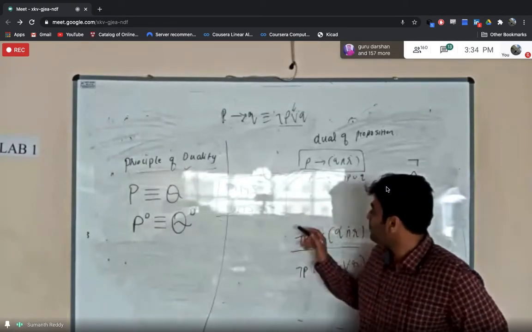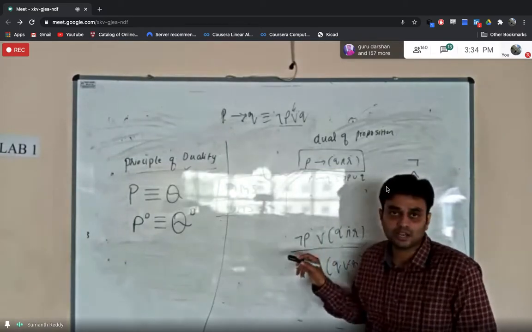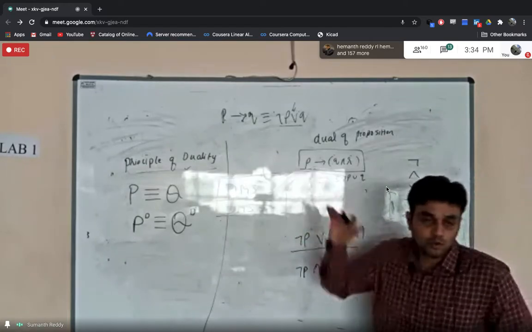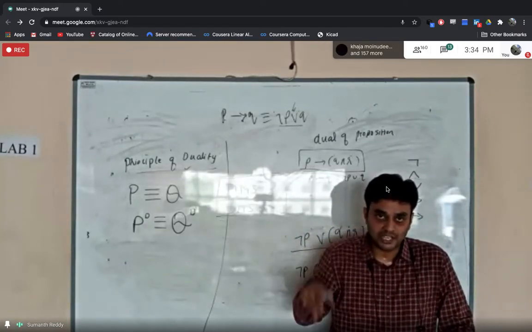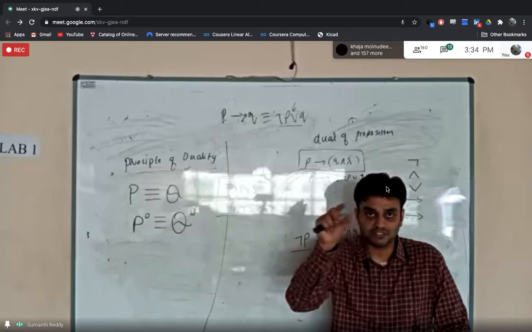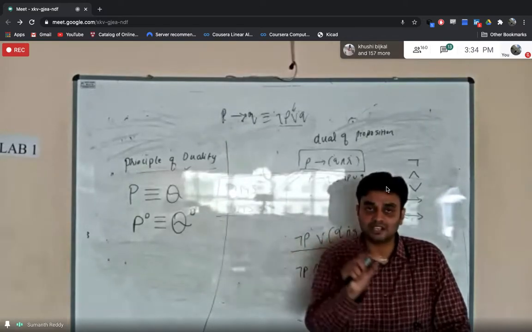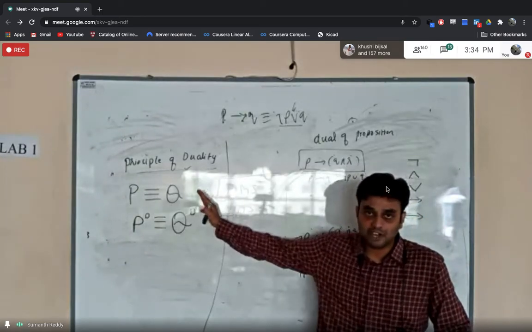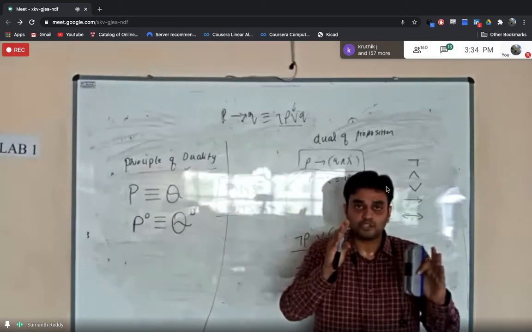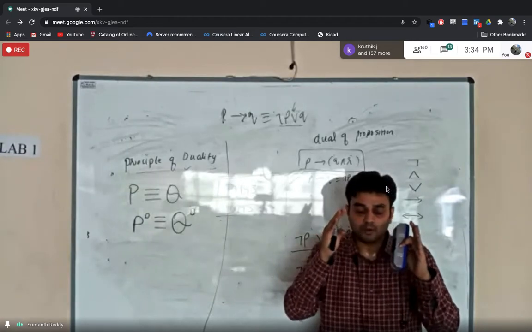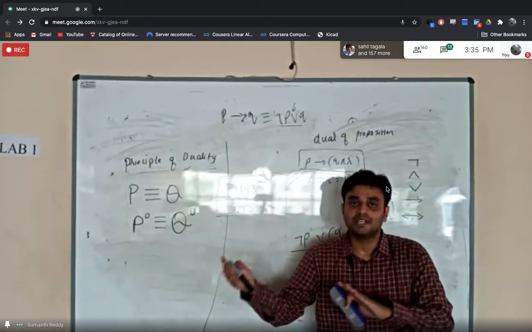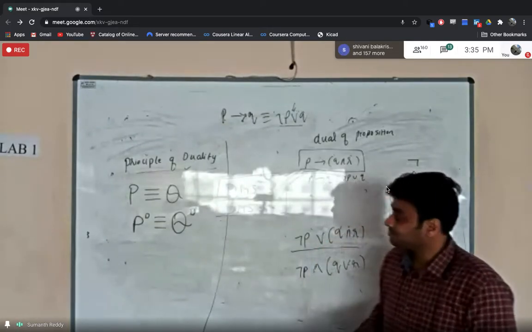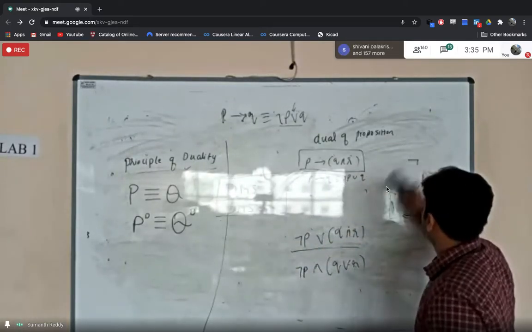So first of all, you should know how to find the dual of a proposition. My conclusion is: to find the dual of a compound proposition, replace conjunction with disjunction, disjunction with conjunction, tautology with contradiction, and contradiction with tautology. Similarly, the principle of duality states that if compound proposition P is logically equivalent to Q, then their duals are also logically equivalent. Now with this, I'll start with the problems.